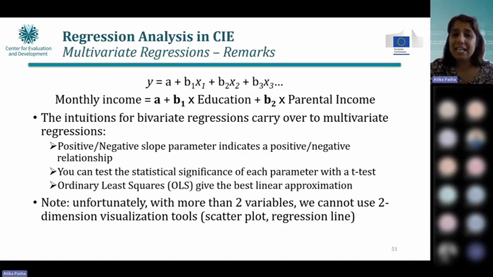You can test each and every one of these parameters or estimates that you've drawn on through your statistical testing. Again, we can assume a normal distribution and just run a t-test for each and every one of these. Through the method of OLS, you will get the best linear approximation for all of these variables and are able to run your regression. Sadly, because now we're using 3 different variables instead of 2, it's hard to visualize through, for example, the scatter plot or the simple bivariate regression line I showed you before.